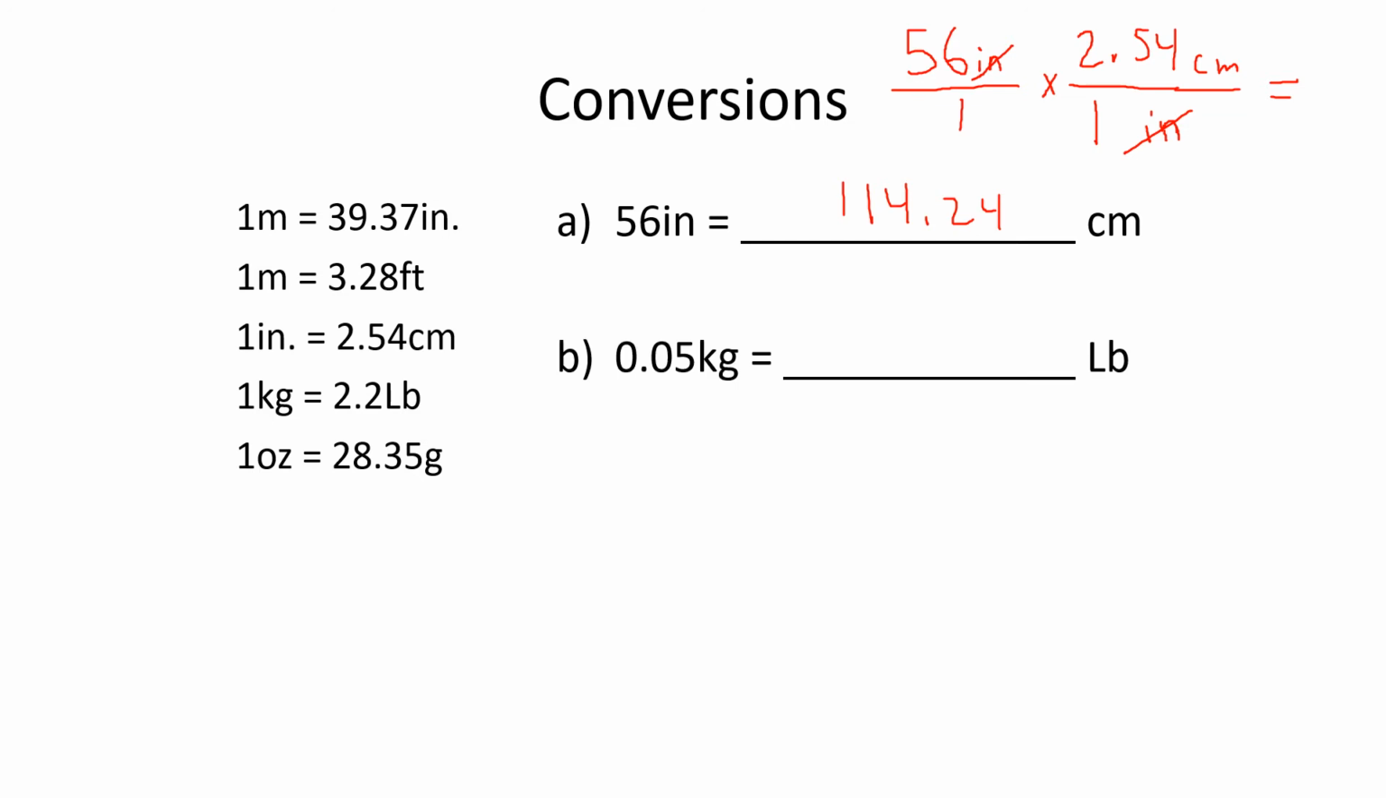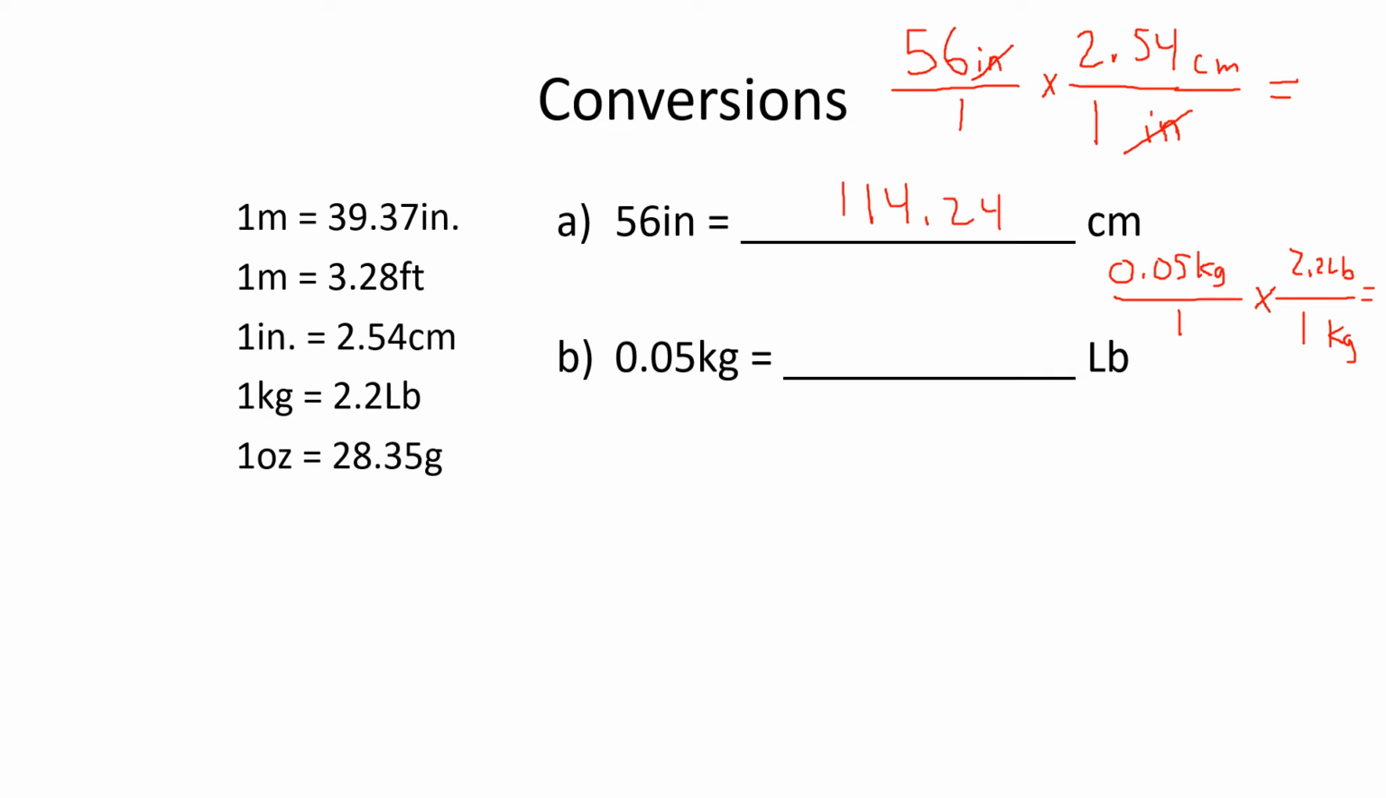B, our conversion factor, kilograms to pounds, is 2.2. Are you going to multiply or divide? All right, let's set it up. So we want kgs at the bottom. For 1 kg, there's 2.2 lbs. Very good. You multiply by 2.2.